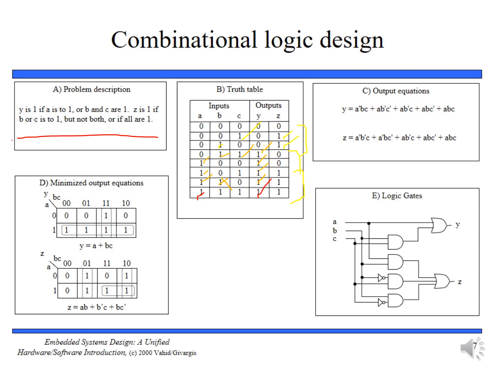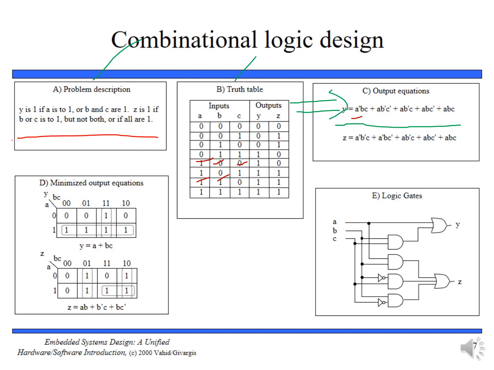Now we can translate this into an equation. So description, truth table, now this to our output equation. So for Y, I'm just going to tell about A bar. So this is for Y, A bar, B and C, this. After that A, B bar and C bar.